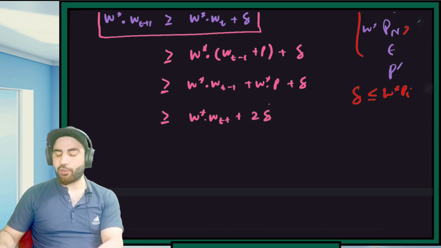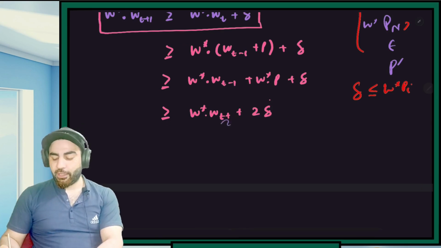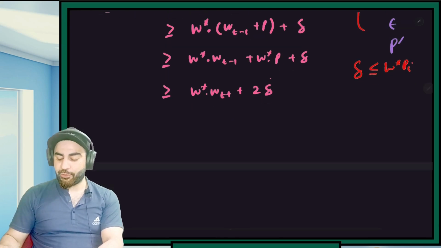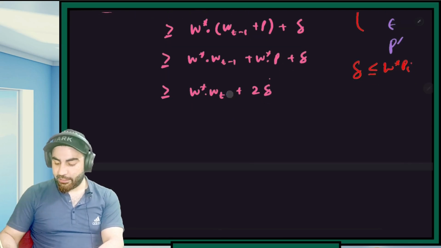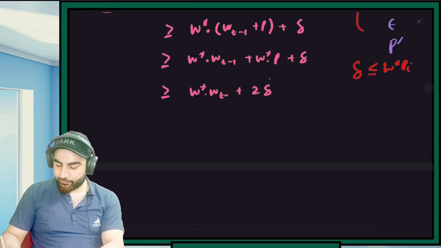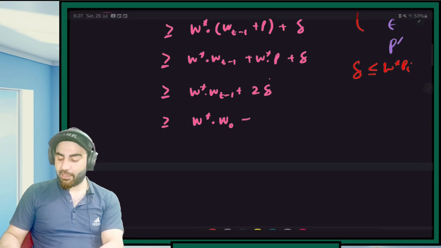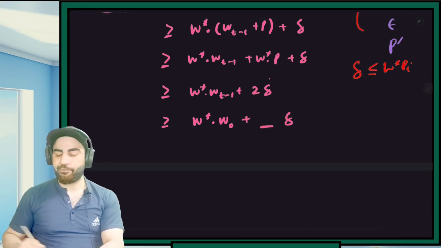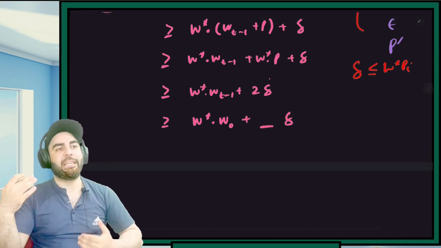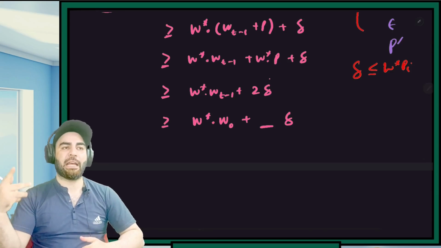Okay, if I keep on going till W naught, recursively, if I keep on substituting the values, so this is T minus 1. If I keep on doing it recursively, you will see this will be W star dot W0, plus how many times delta? So I am doing it t times. So I am running the algorithm t times until convergence.